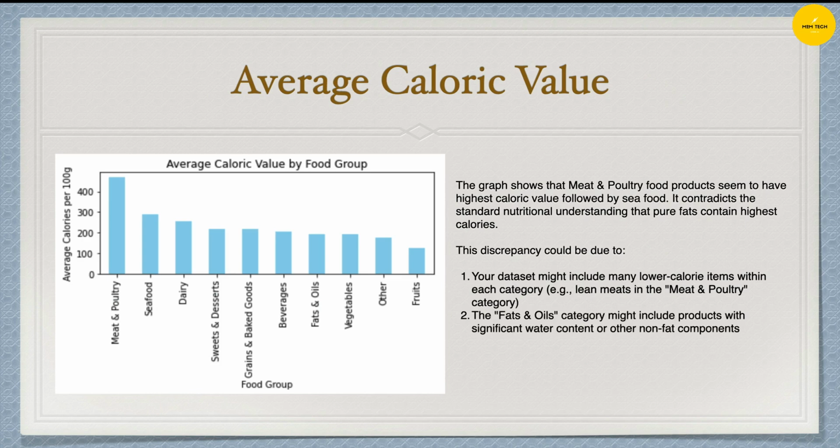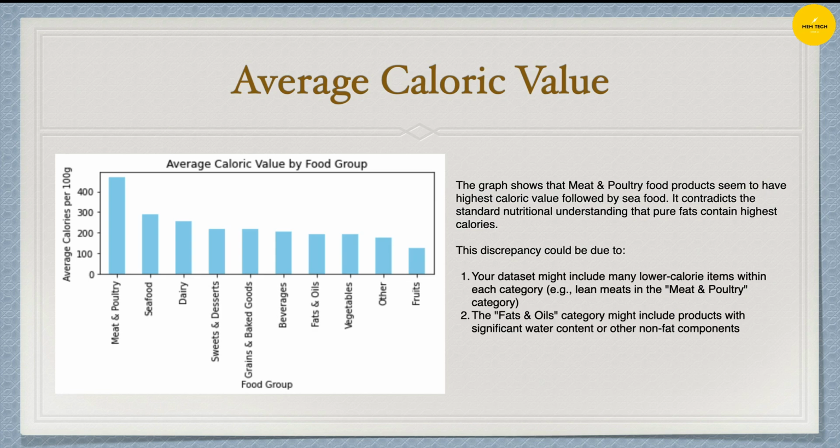Now we will talk about average caloric value. This graph shows that meat and poultry products have the highest average caloric value, followed by seafood. Interestingly, pure fats don't appear as the highest, likely because the dataset includes lean cuts or items containing water or other components.